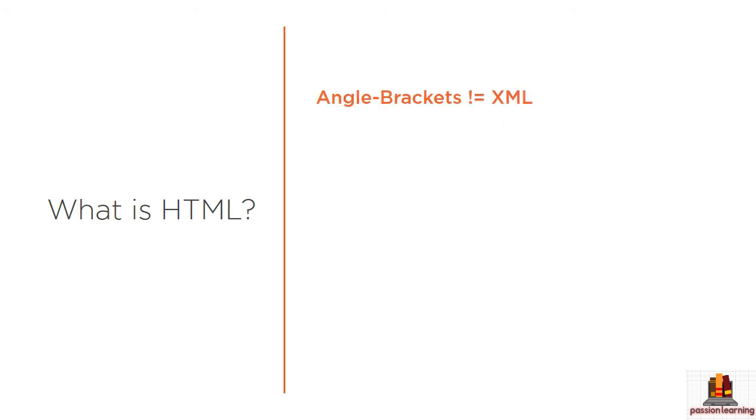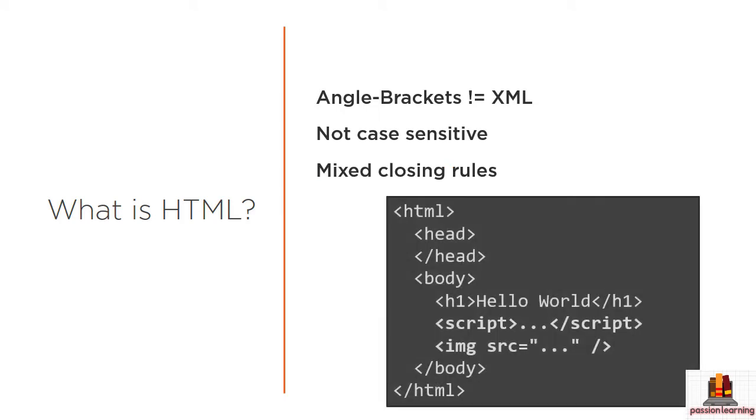Just because we're using angle brackets to define this doesn't mean that HTML is XML. This is an important idea for you to get comfortable with. HTML, unlike XML, is not case sensitive and has mixed closing rules. Whereas XML always allows you to either self-close an element like you see in the image tag here, or to have a beginning and ending element, as you see in body and script and head. In HTML, certain tags have to be closed with self-closing. Certain tags can only be closed with an opening and closing tag. Learning those differences is crucial to writing good HTML, but I'll show you how to debug that when you do get it wrong.